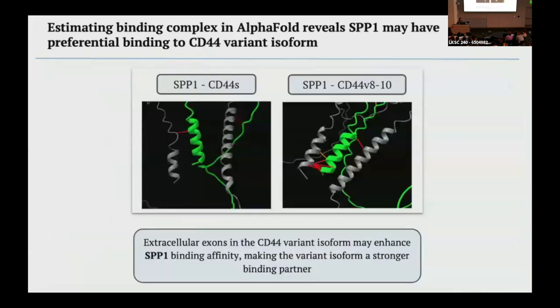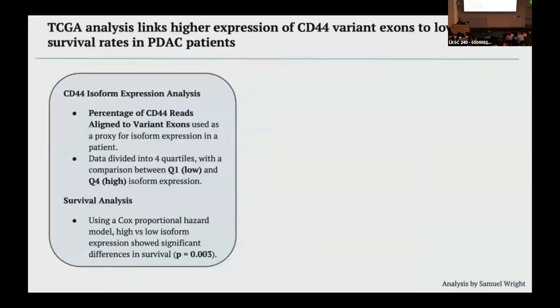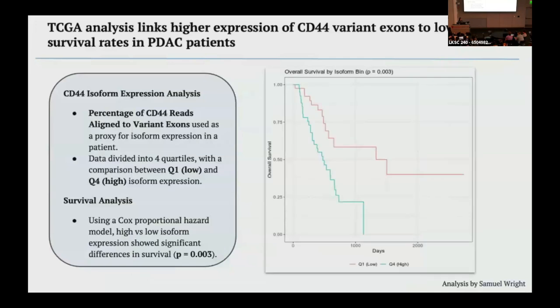One of the CD44 ligands of particular interest was SPP1, which is known to have negative effects on survival and overall tumor progression. We wanted to explore whether the different CD44s exhibit any preferential binding to SPP1. So we simulated the binding complex using AlphaFold, and we found that the variant isoform was predicted to have stronger binding with SPP1 compared to the standard form. And looking at TCGA data revealed that higher expression of this isoform's exons correlated with lower survival compared to lower expression of these variant exons.